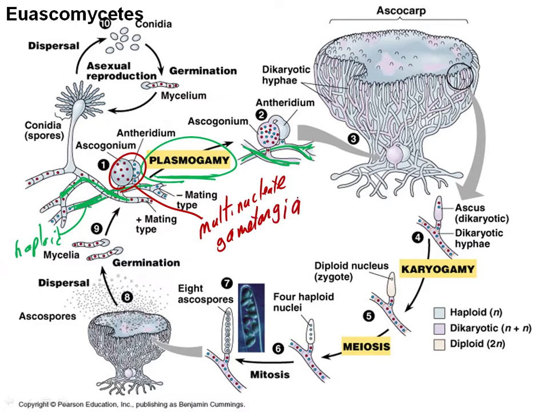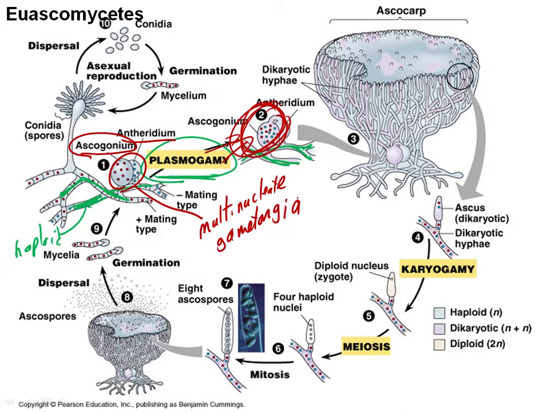And they have special names. One of them you know, the antheridium you know, and now the new one is ascogonium. We'll come back to another slide and write that on the board. We're not going to do this once. We're going to do this two or three times because it's very new and different. So our antheridium and our ascogonium are going to fuse in plasmogamy, and that's what's shown here, the process of plasmogamy.